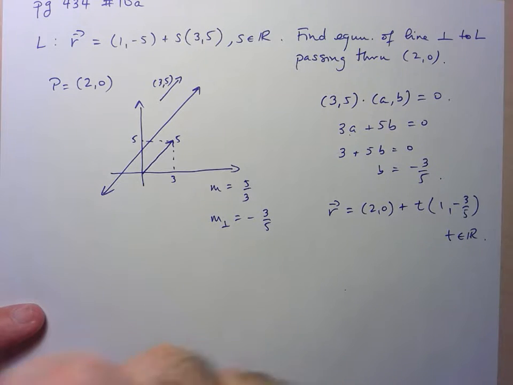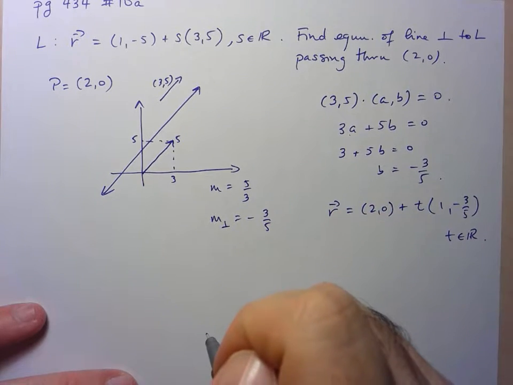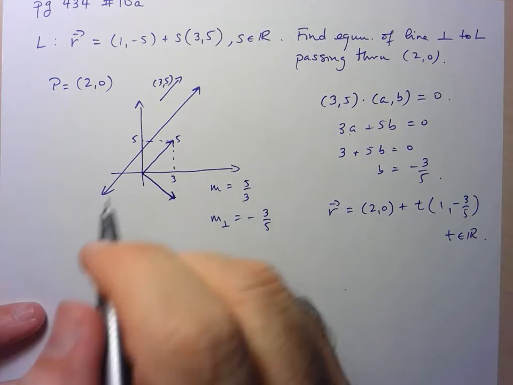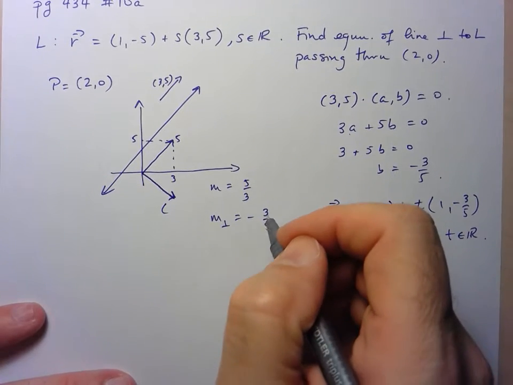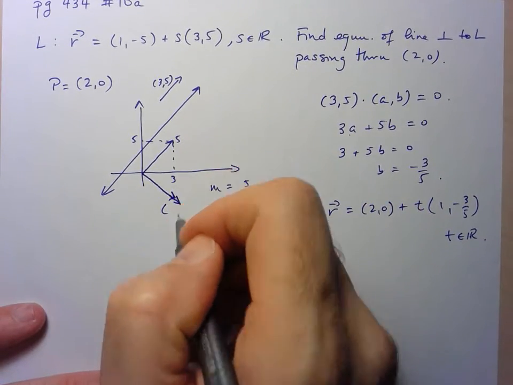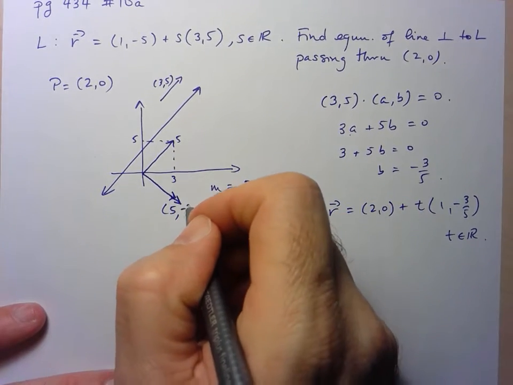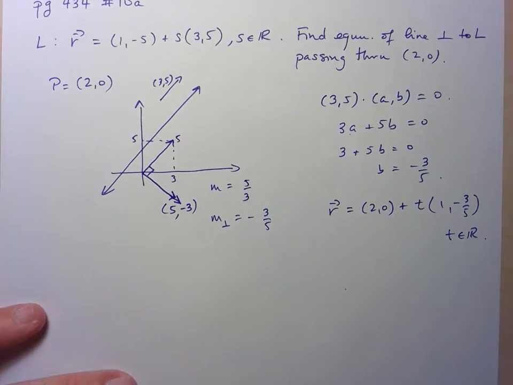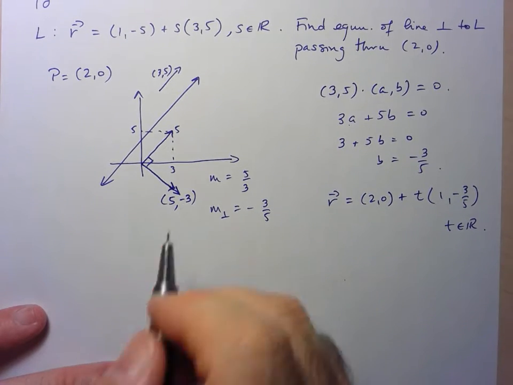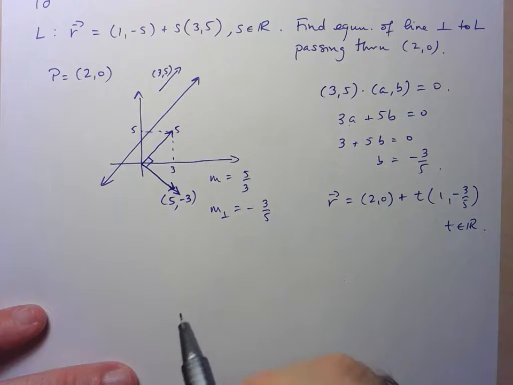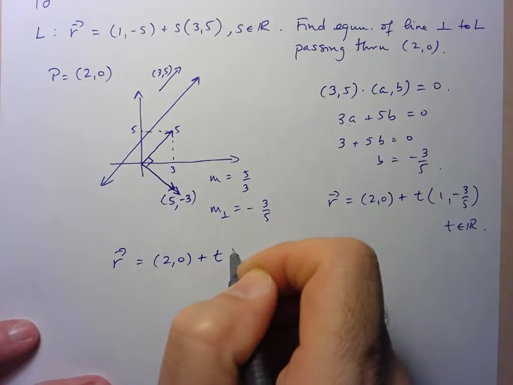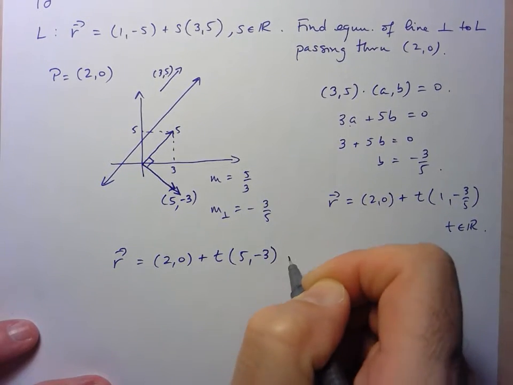Let's say I pick x to be 5 and y to be negative 3. What does that give me? It gives me this perpendicular vector here, where x equals 5 and y equals negative 3. This vector is perpendicular to the direction vector. Now I can use this vector as the direction vector for the perpendicular line, and I've got r equal to (2, 0) plus t times (5, negative 3).